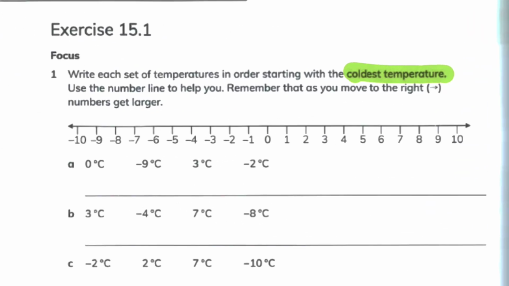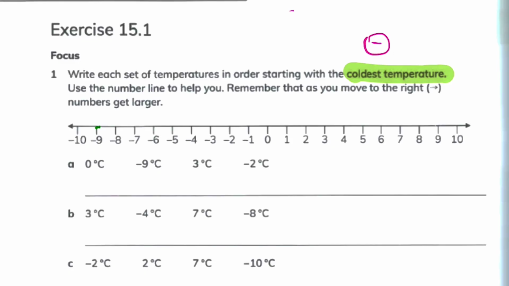Here we have a set of temperatures and we have to order them according to the coldest one. Coldest temperatures are the negative ones. So we can say that the numbers that lie more towards the left side will come first and so on. Let's try to solve part A.